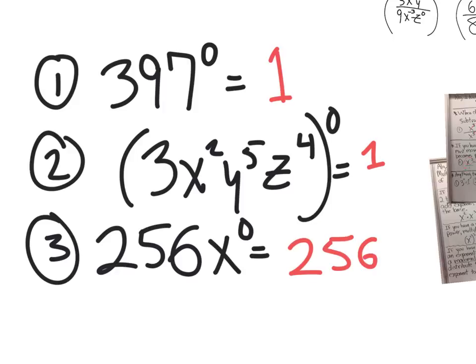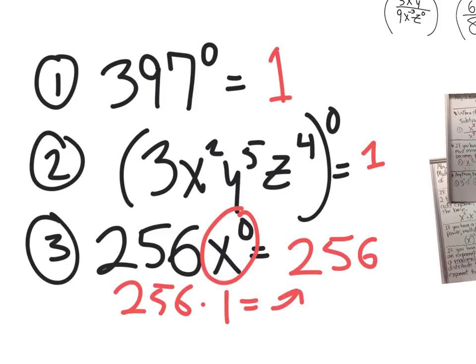256. Thank you very much. Why? Because the only thing that has the power of 0 is x. X has a power of 0. So that's really 256 times 1, which is equal to 256.